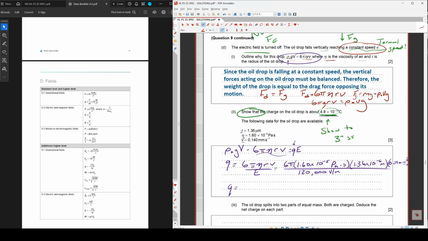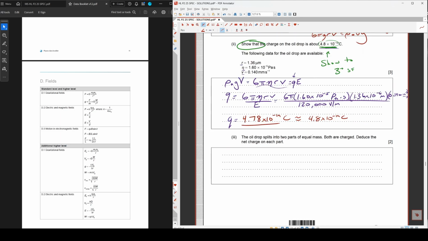You got to show exactly what you get, which I believe is something like 4.78 times 10 to the minus 19 coulombs, which is about 4.8 times 10 to the minus 19 coulombs. Make sure you show this. That's what they're looking for.